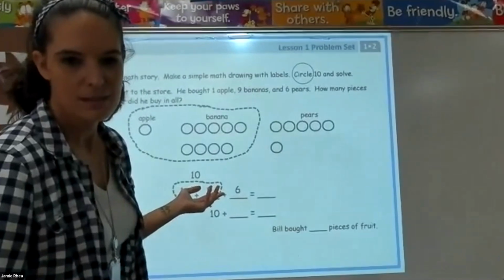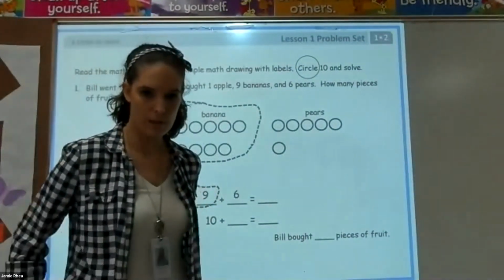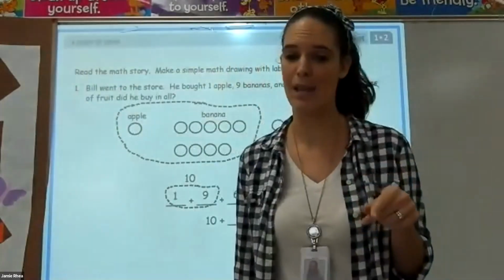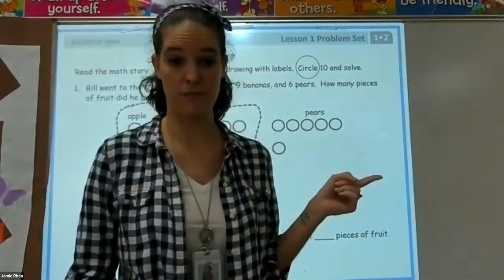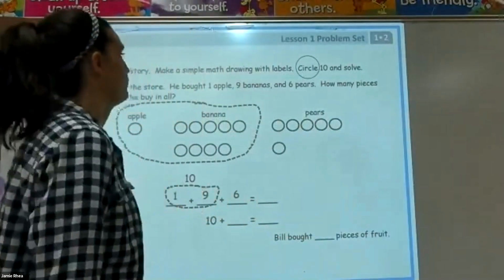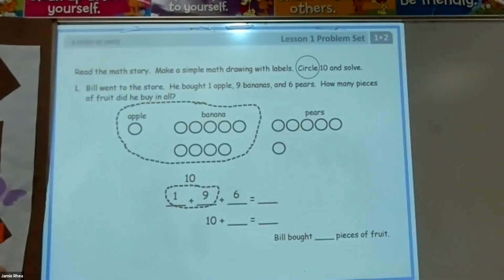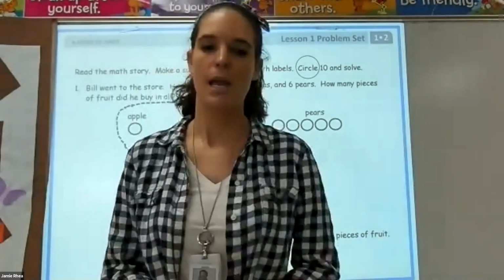And zoom in. Now, I'm going to read the directions to number 1, but I'm not going to do number 1 with you. You are going to do number 1 and 3. I'm going to show you number 2 and 4, okay? So let's read the directions first so we know what we have to do. Read the math story. Make a simple math drawing with labels. Circle 10 and solve.